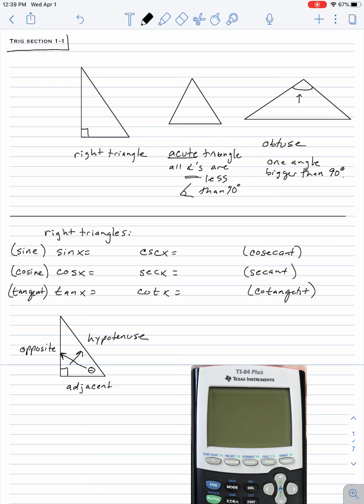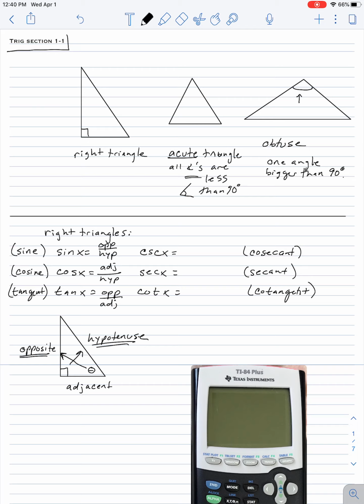Okay? Once you label a triangle, we can define these trig functions in terms of a ratio of sides. So the sine is the opposite side over the hypotenuse. So it's this side divided by this side. The cosine is the adjacent over the hypotenuse. And the tangent is the opposite over adjacent.